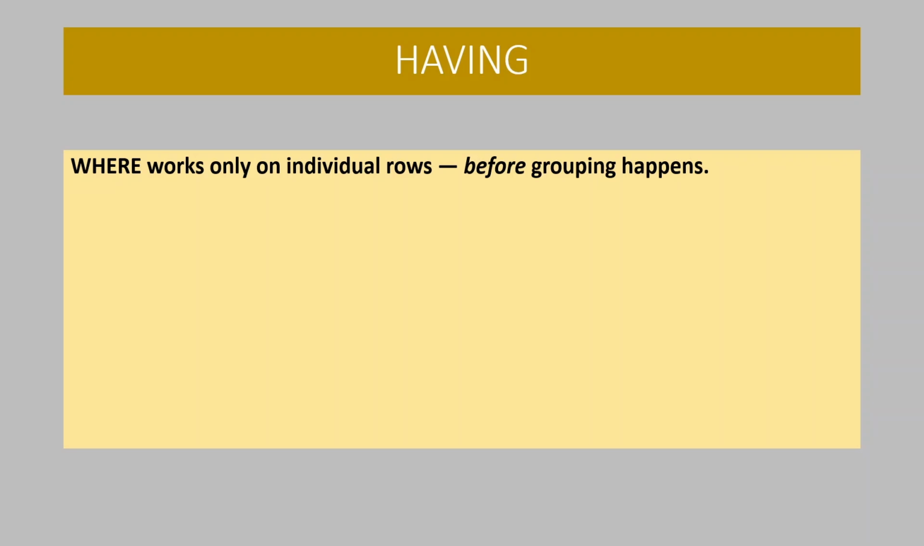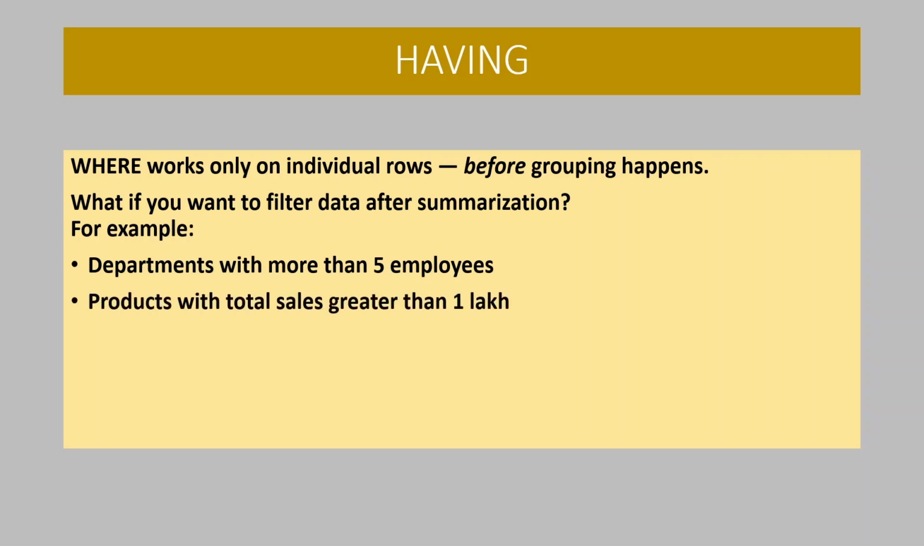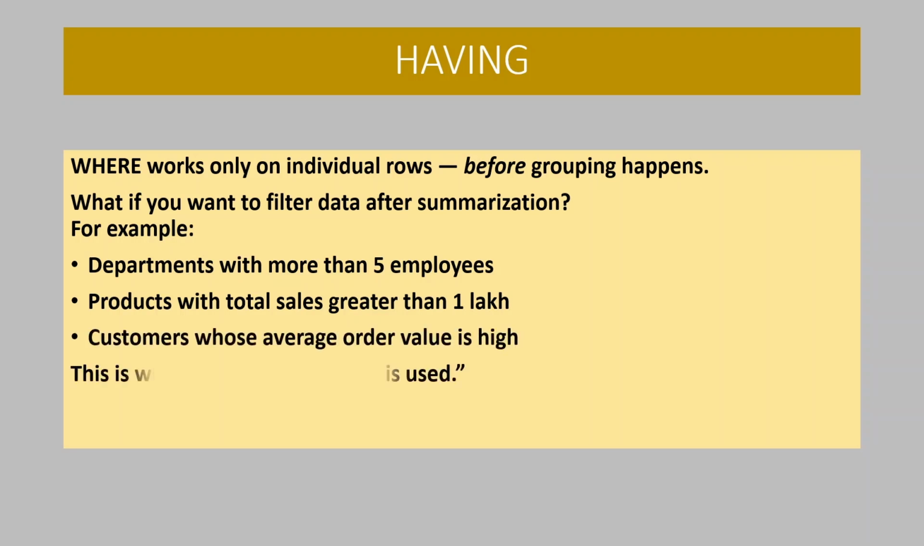So far we have learned how to filter data using the WHERE clause, but WHERE works only on individual rows. That is, WHERE works before the grouping happens. But what if you want to filter the data after summarization or grouping? For example, departments with more than 5 employees, or when you want to find products with total sales greater than 1 lakh, or if you want to find the customers whose average order value is high. This is where the HAVING clause is used.